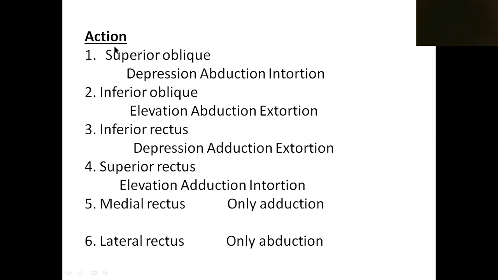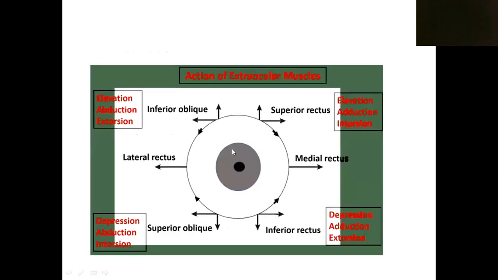Now action. Action of these muscles. This diagram will help you to explain the actions of these muscles. Here comes the nose. This is the medial side of the eyeball. This round shape represents the eyeball, with the iris and then the pupil. So this is the medial side of the eyeball, and this is the lateral side.